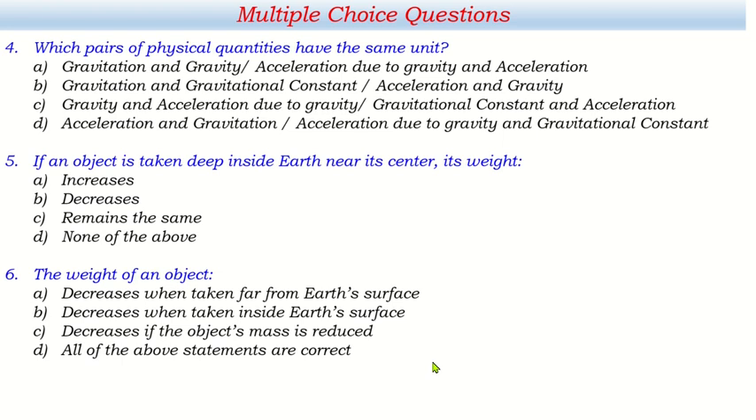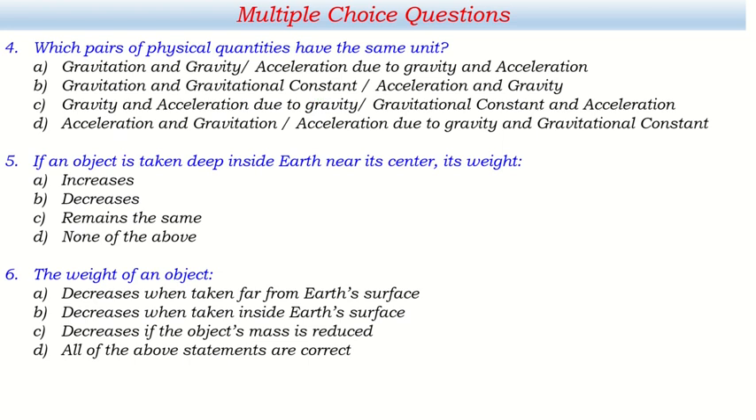Okay, let's have question number 4. Which pairs of physical quantities have the same unit? Now, why don't we see from D? Acceleration and gravitation. No. Acceleration is meter per second square, gravitation is Newton. That's why I don't want to go through this. Gravity and acceleration due to gravity. Gravity is measured in Newton. Acceleration due to gravity is measured in meter per second square.